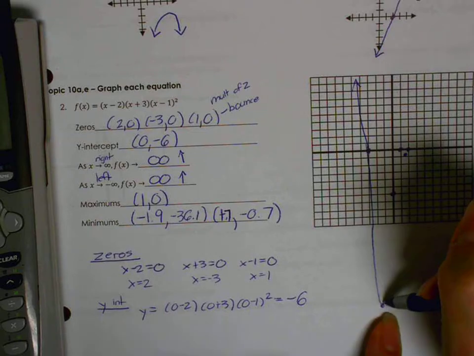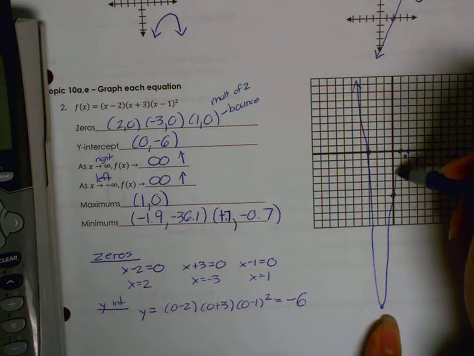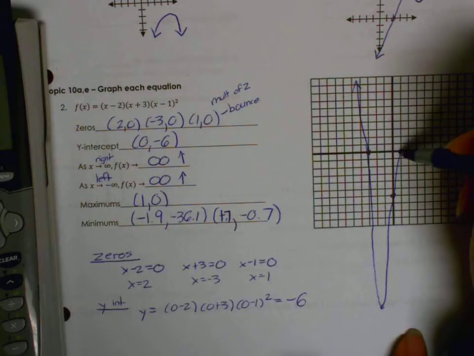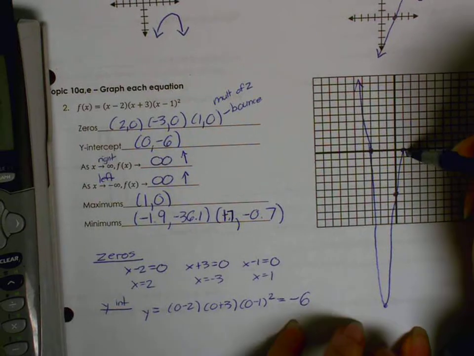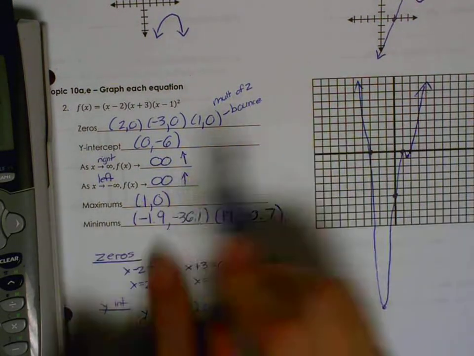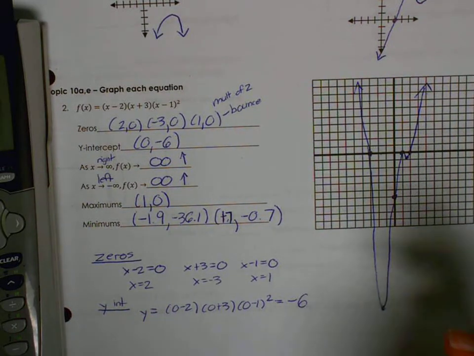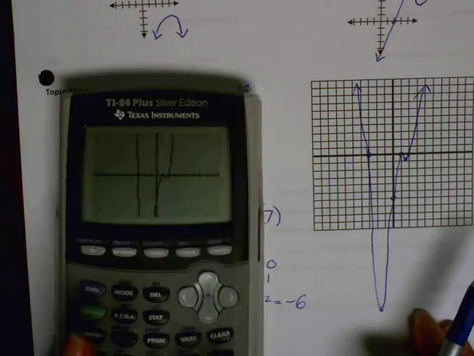And then I'm going up through my y-intercept. I'm going up to this point, and remember we said it bounces. As a multiplicity of 2, it bounces off, goes down to that local minimum, and then goes back up. And again, they both are pointing up, which is good because that's what I said my end behavior was doing. So there's my graph of this equation, and it matches with what I have on my calculator.